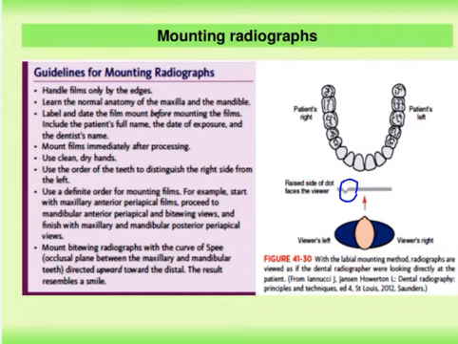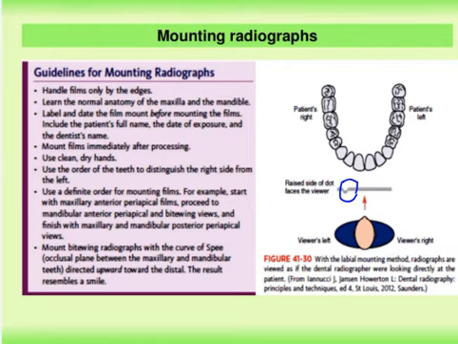Okay, so mount the films immediately after you process the radiograph. Clean and dry hands are what you require for mounting. Wet hands will make the film sticky. When you arrange the teeth in order, you'll be able to distinguish the right and the left side, maxilla and mandible. How to do that? We will learn along with the anatomic sections as well. Okay, so a definitive order of mounting is required.